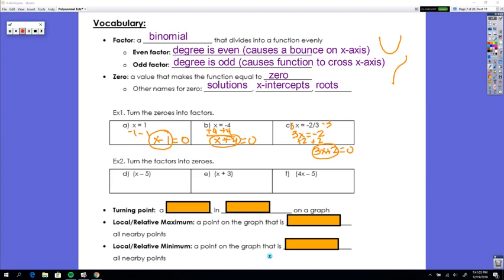Now working backwards, if we were turning our factors into zeros, this would equal 5. If we were to set this equal to 0, this one would equal negative 3, and this one, let's show a little bit of work: 4x minus 5 equals 0. We add 5 to both sides. We get 4x equals 5. Divide both sides by 4. And x would equal 5 over 4. And this would be our answer.